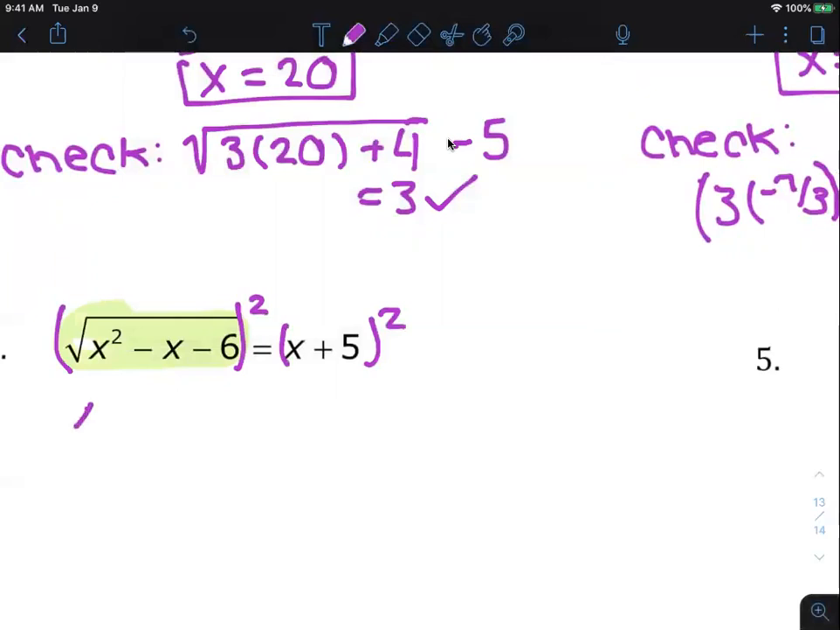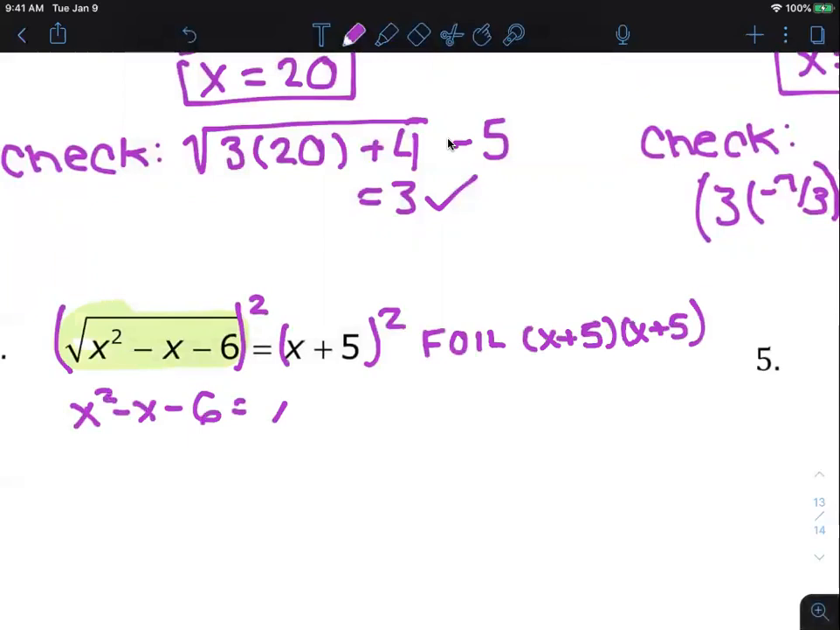So that's going to leave me with x squared minus x minus 6. The right side is a FOIL problem here. You need to go ahead and FOIL out x plus 5 times x plus 5. So that's going to end up getting me x squared. The 5x and the 5x will make 10x in the middle, plus 25.